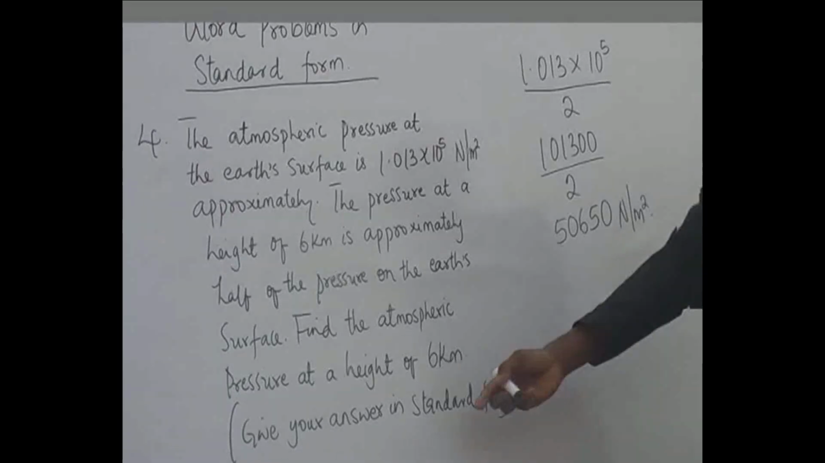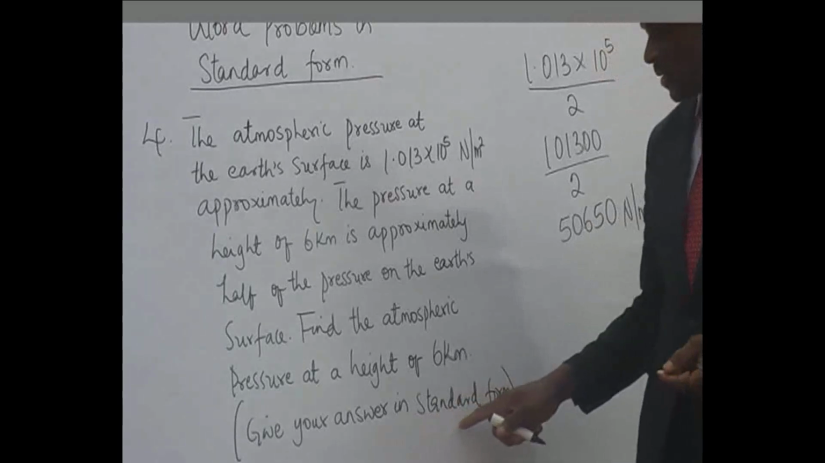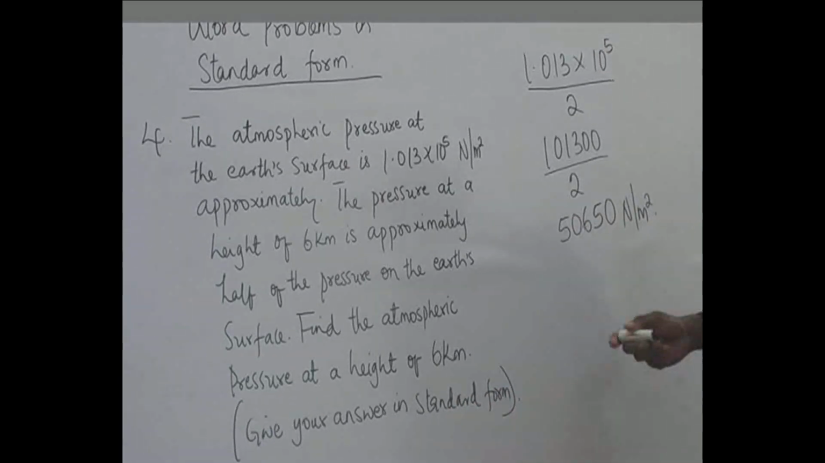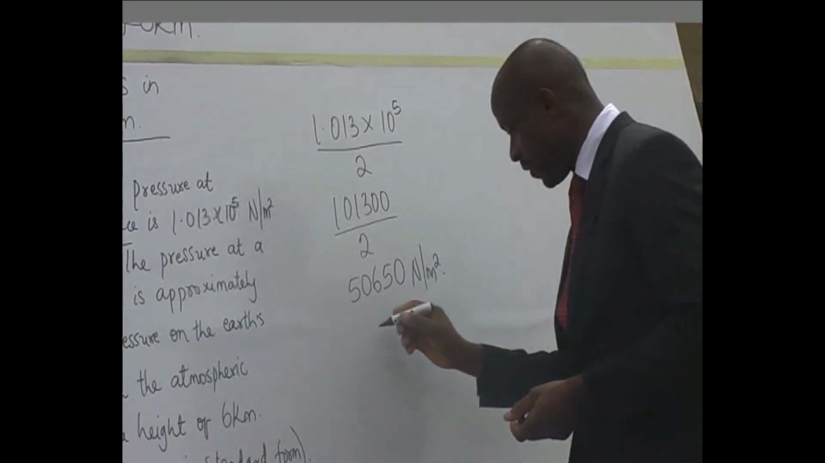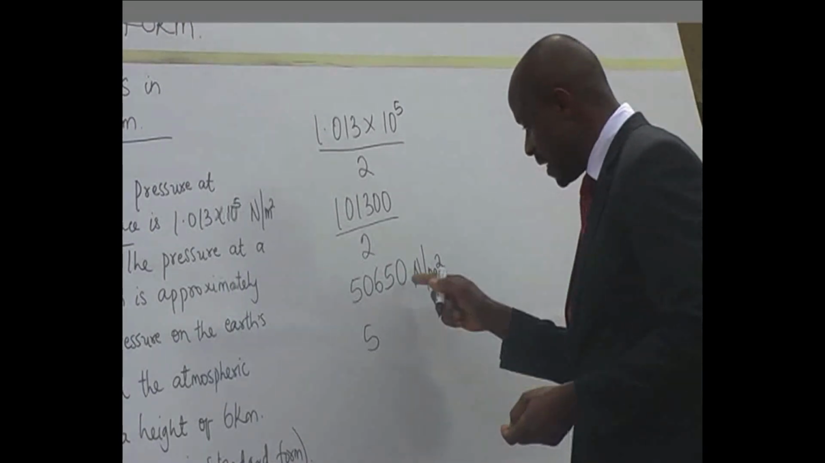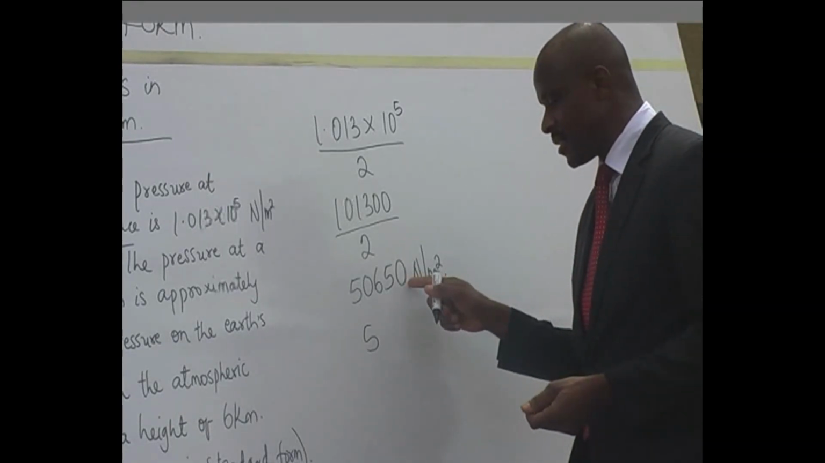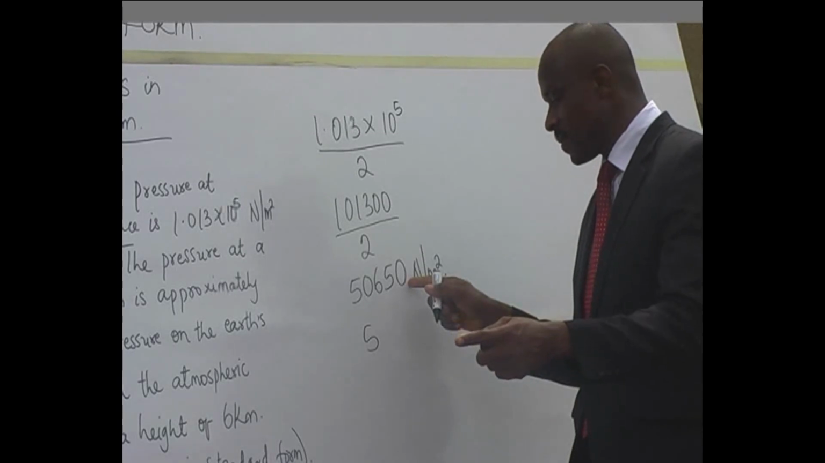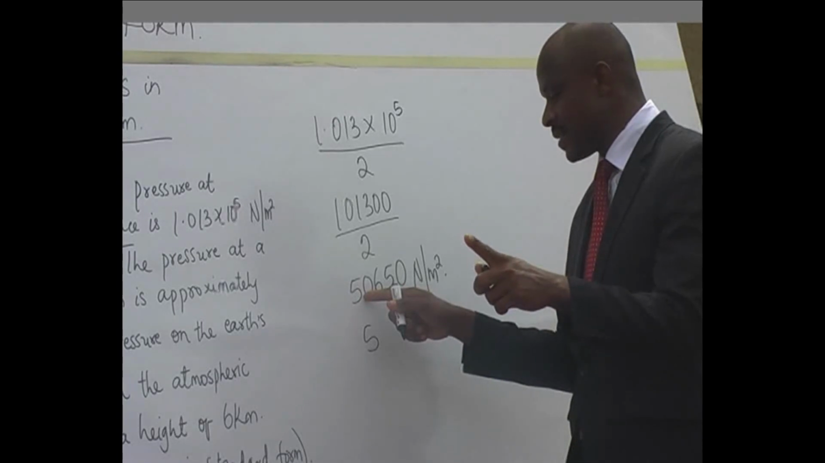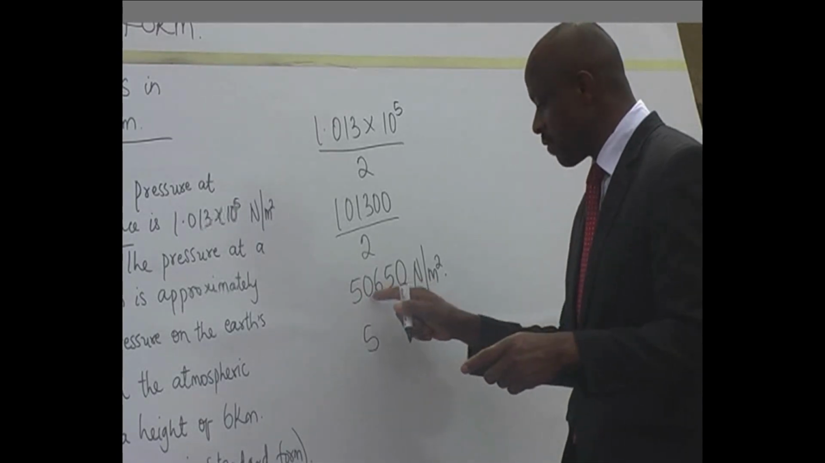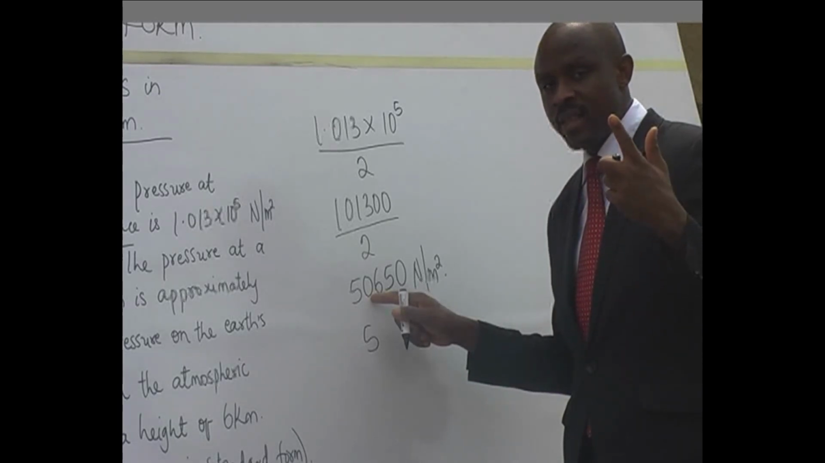But the question says that we should give our answer in standard form. That means we are going to change this figure to standard form. There is an invisible decimal point after the last digit. Move it towards the left until you have only 1 digit in the left hand side. So you are going to move it across 1, 2, 3, 4. And that will give the number of exponents you will raise then.